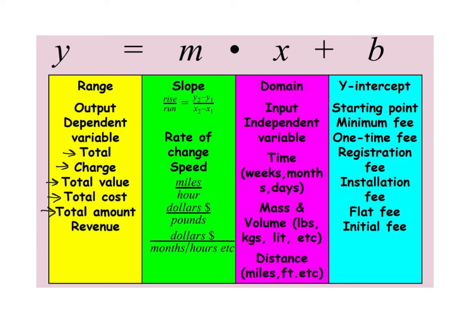Your slope has been talked about as your rise over run, or using your slope formula. It is your rate of change. When we're talking about speed, it could be miles per hour, dollars per pound, dollars per month or hour. It is that rate at which things are changing, your unit rate. And then x is your domain, or the input, your independent variable. So it's what is going into a function and changing to cause your y.